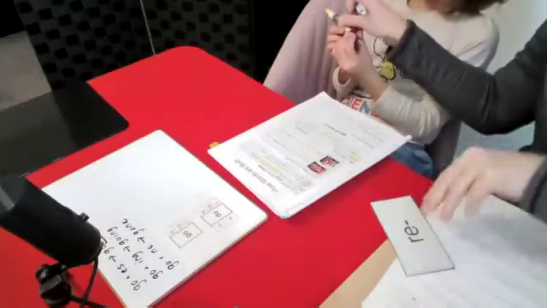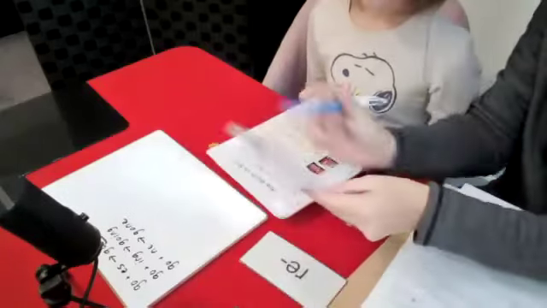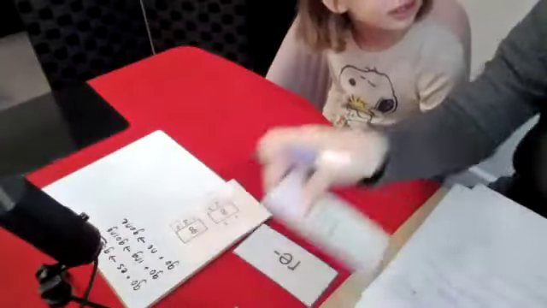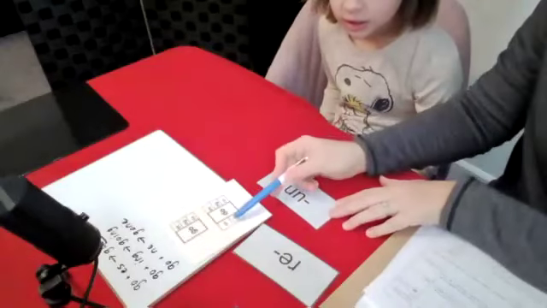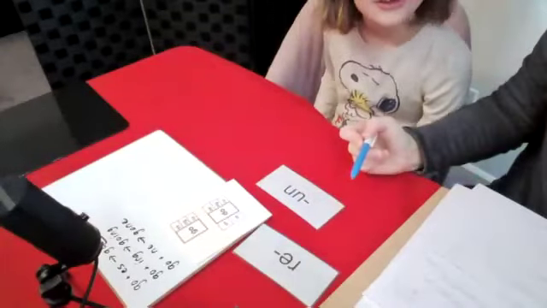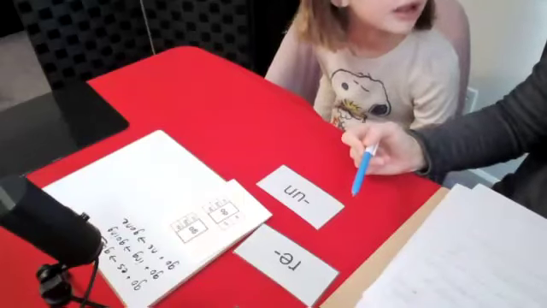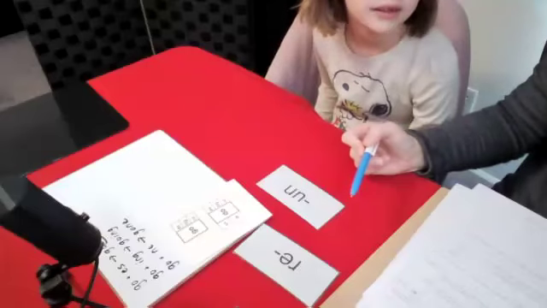So the prefix re can be used to make the word redo. If I have to redo my homework, I have to do it again. Good job. The prefix re can mean again. Un means not. The prefix un can be used to make the word undo. So do not do. If you make a mistake while drawing a picture, you can undo it by not doing it.